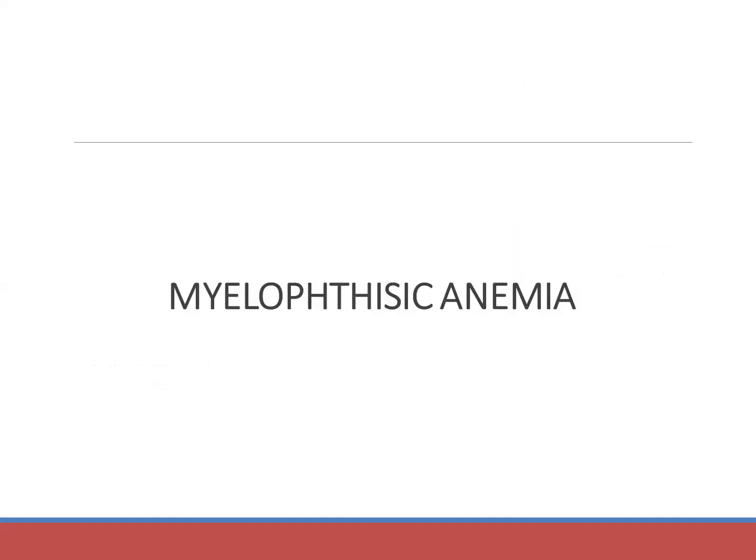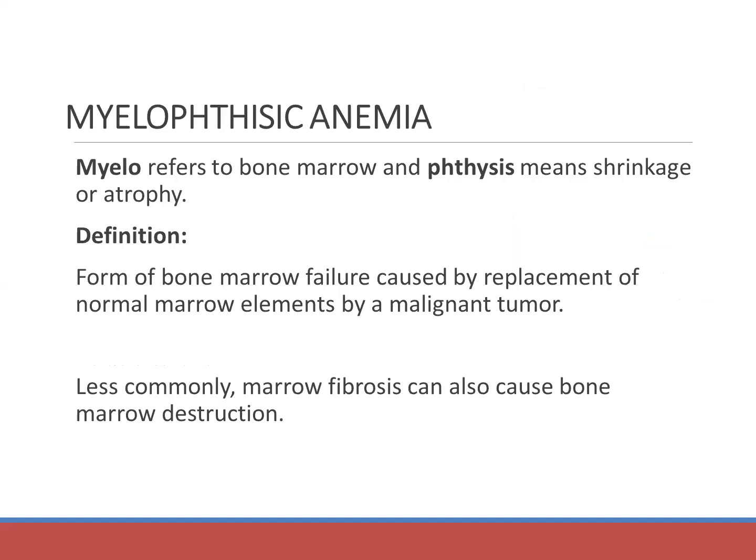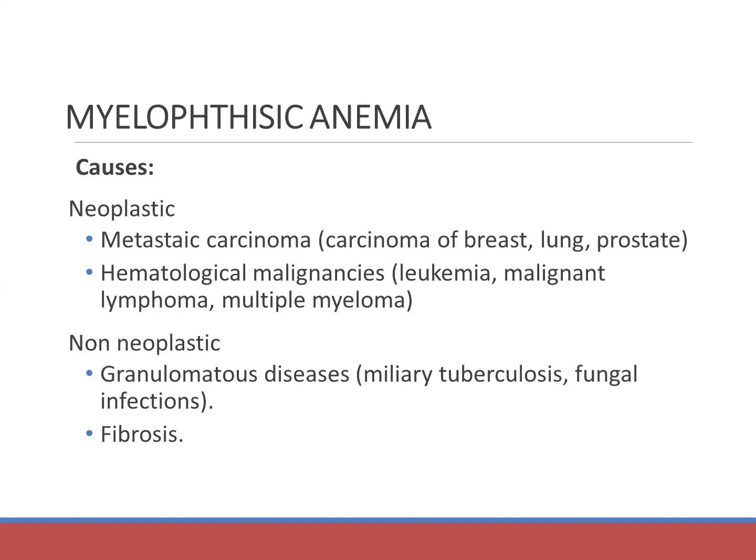Myelophthisic anemia is the disorder in which there is bone marrow failure, and this is caused by replacement of the normal marrow elements by either a malignant tumor or by fibrosis in the bone marrow. Myelo means marrow, and phthisis means shrinkage. So there is shrinkage of bone marrow either because of the tumor or because of fibrosis. The causes may be neoplastic, like metastatic carcinoma or hematological malignancy, or it may be due to non-metastatic causes, which include granulomatous diseases like tuberculosis and fungal infections, and fibrosis due to other causes.